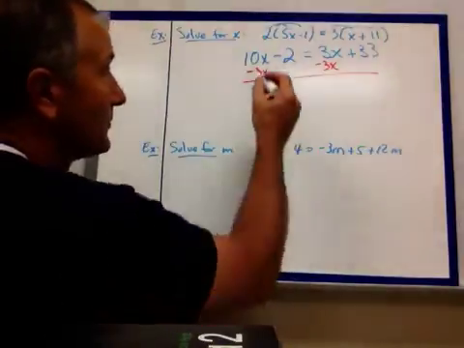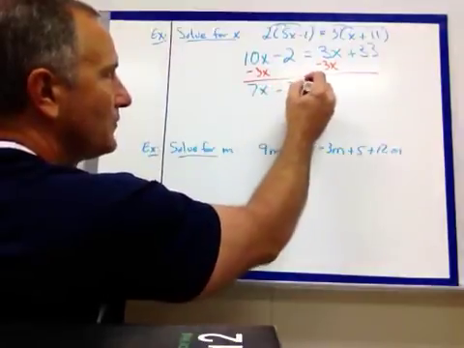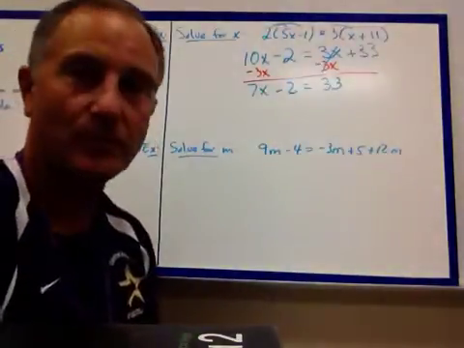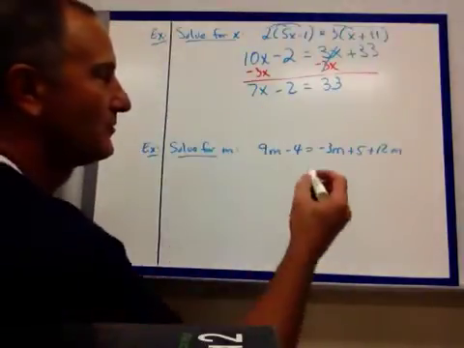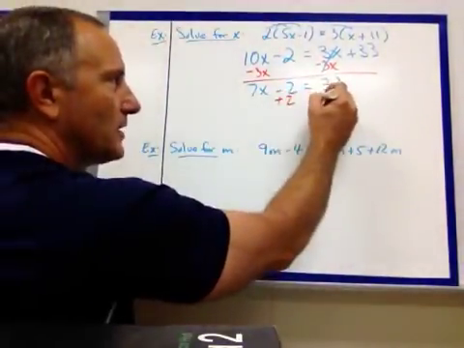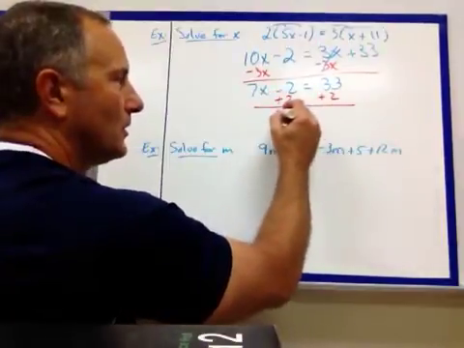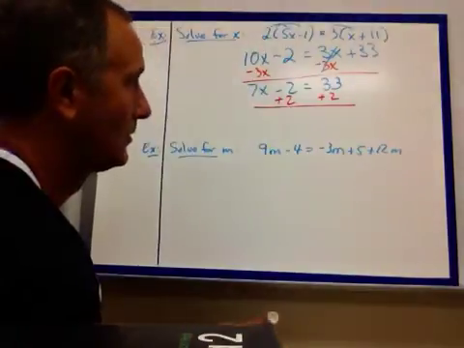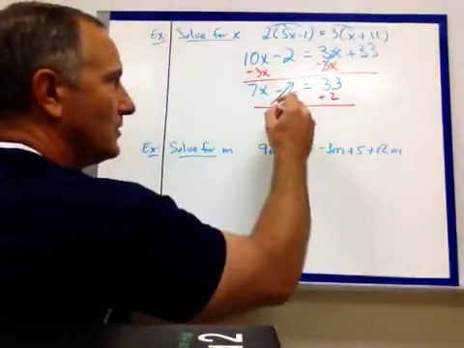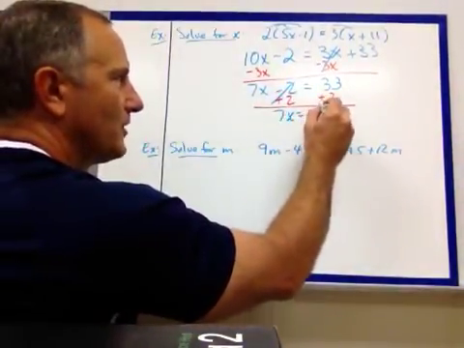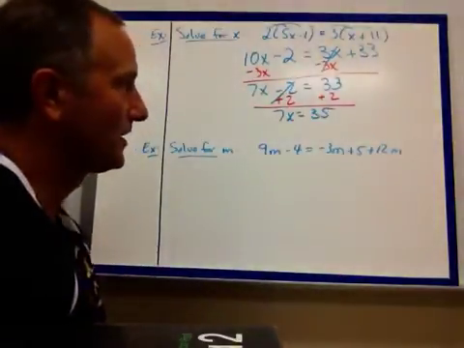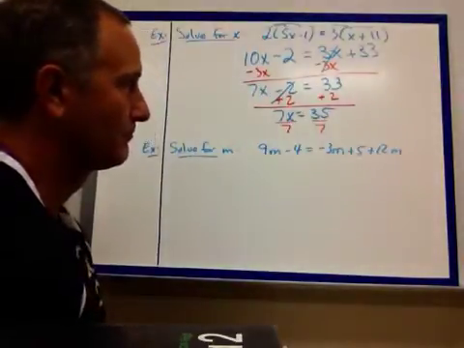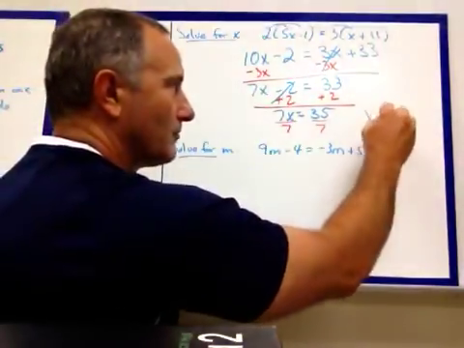So when I do this, I get 7x minus 2. That cancels out. It equals 33. There's my two-step equation. I've got a minus 2. I want to get rid of that first by doing the opposite, so I add 2. I get 7x. That cancels. 7x is equal to 35. Then I got multiplication, so I'm going to do division. Divide out the 7. x is equal to 5.